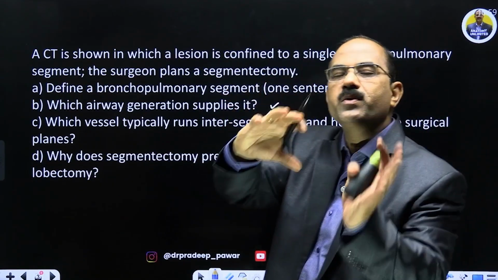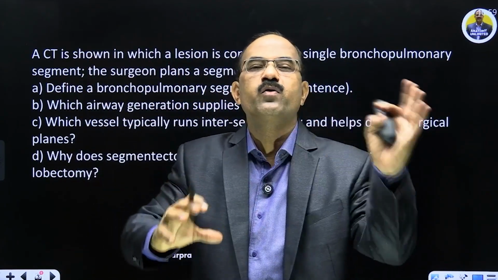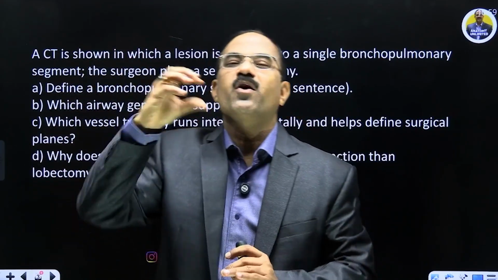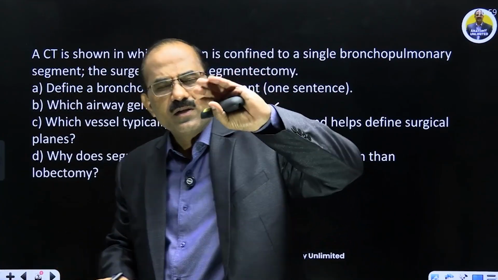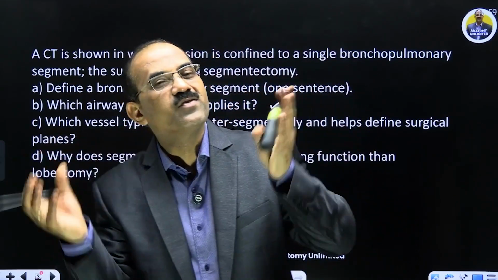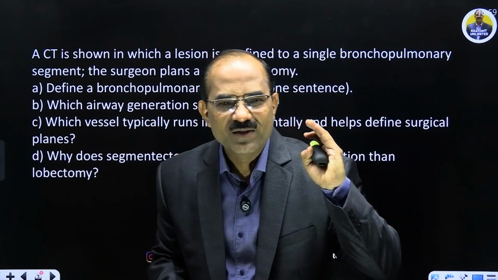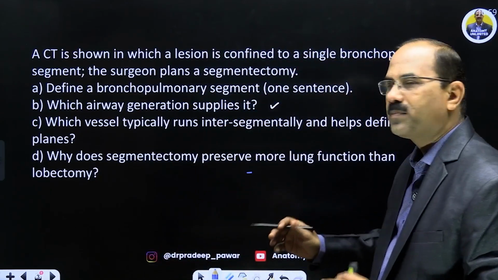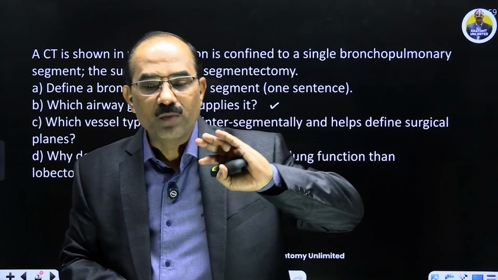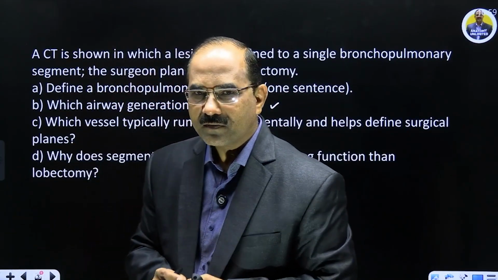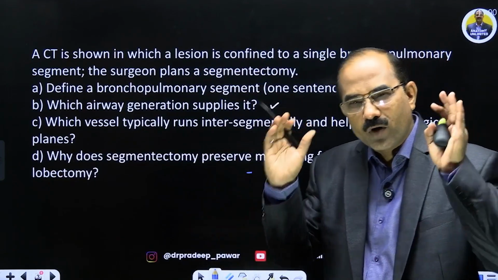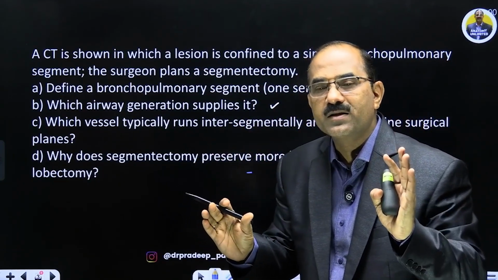Why does segmentectomy preserve more lung function than lobectomy? Lobectomy is removing a complete lobe, like the upper lobe, middle lobe, or lower lobe, whereas segmentectomy is removing a particular diseased bronchopulmonary segment. So the amount of lung tissue that is removed would be less. Obviously it will preserve more lung tissue. Removing a bronchopulmonary segment will preserve more lung tissue than removing a lobe.